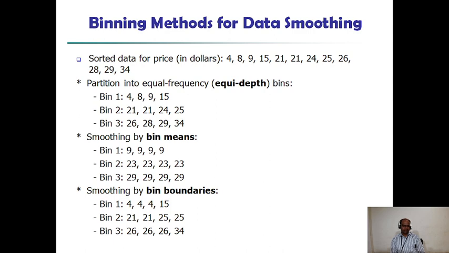After that we will smooth these bins by bin means. Bin means means what? For bin 1 if we calculate the mean we will get 9. So every value we will replace with the bin mean value. So bin 1 becomes 9, 9, 9, 9. Like that for bin 2 if we calculate the mean we will get 23. What we are doing is substituting this mean value to replace every value. Like that in bin 3 we are replacing every value with the bin mean.